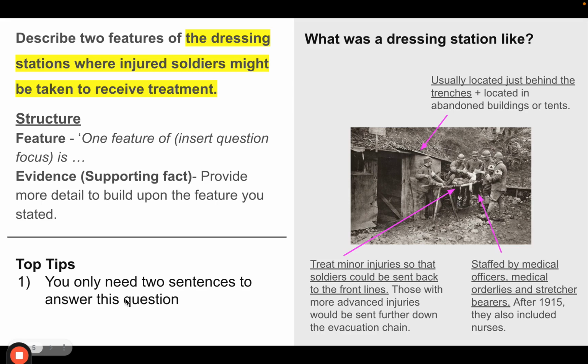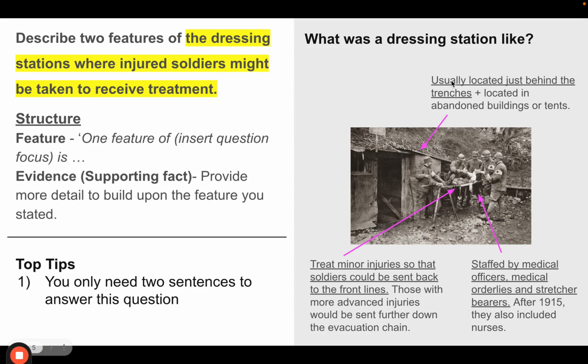You really want to speed through this question to be able to gain some time for the more chunky questions like the "how far do you agree" style questions at the end. So this question is asking us for 2 features about a dressing station. Now, as you can see here, there are a number of things that we could talk about.